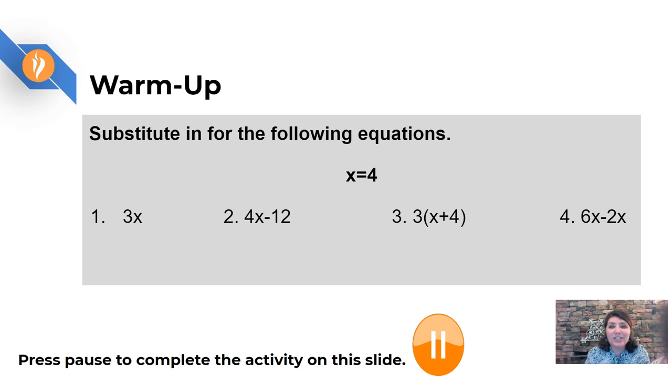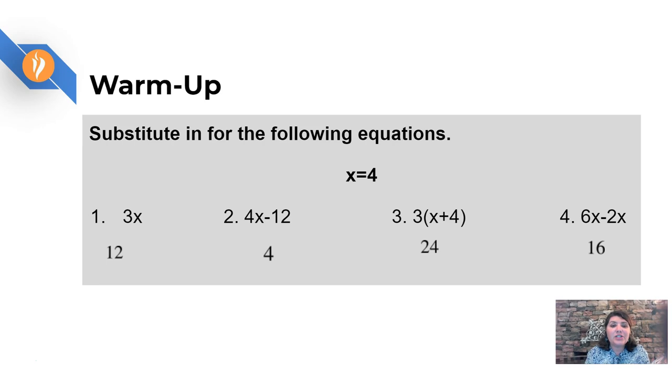Alright, welcome back. Let's check these expressions. If I substitute 4 in for number 1, 3 times 4 is 12. If I substitute 4 in for number 2, 4 times 4 is 16. And then if I take 16 and subtract 12, I get 4. How you doing so far? Number 3, I could do a couple different ways, but what I'm going to do first is substitute in 4 for the x. So 4 plus 4 is 8, and 8 times 3 is 24. You could have distributed the 3 first and then substituted, but I wanted to go ahead and substitute.